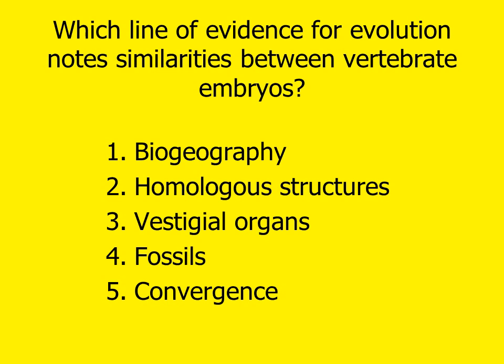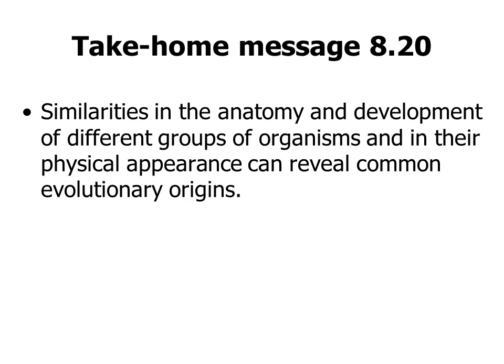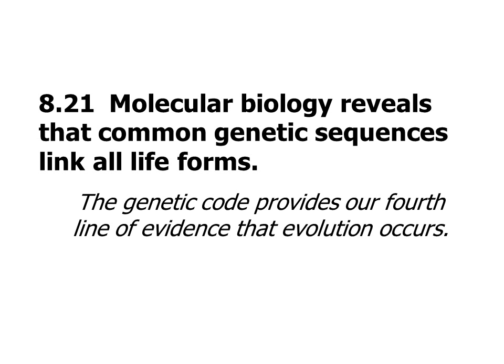Go ahead and answer this. The answer is homologous structures. So similarities in the anatomy and development of different groups of organisms reveal common evolutionary origins.